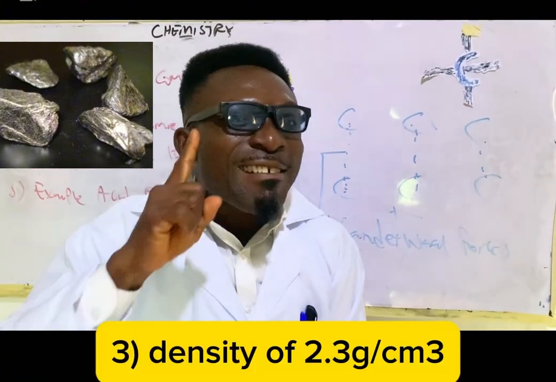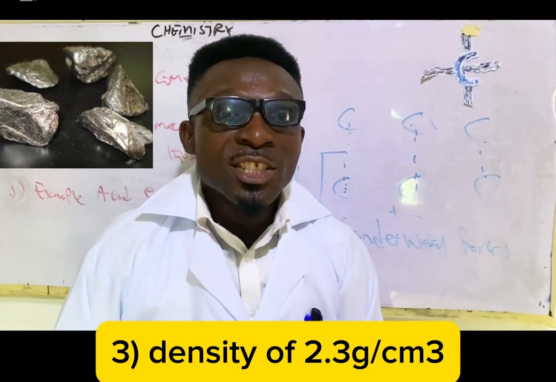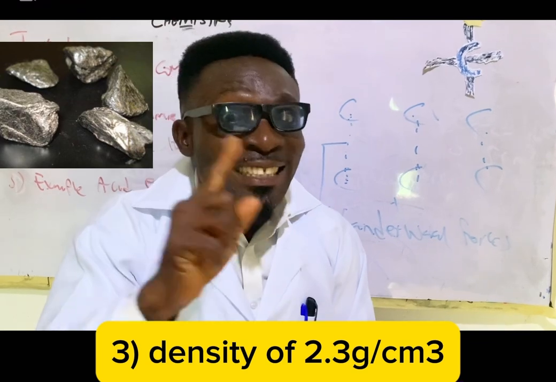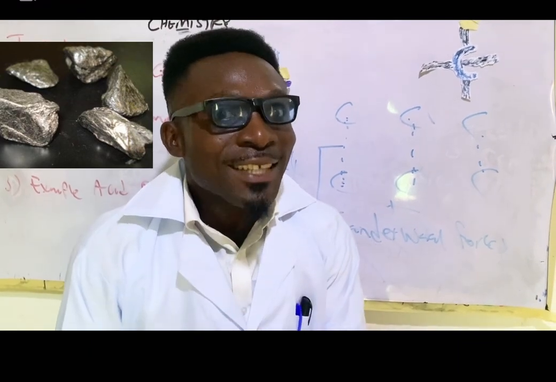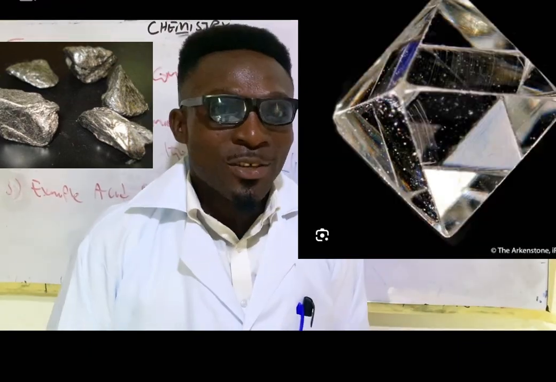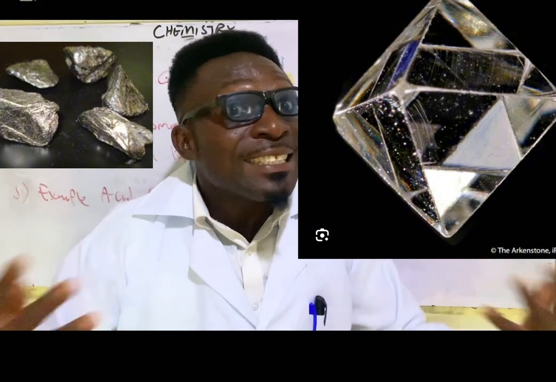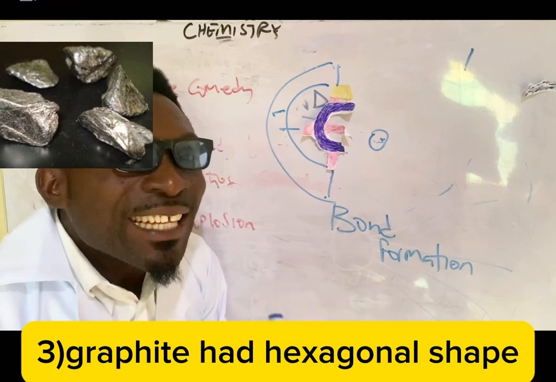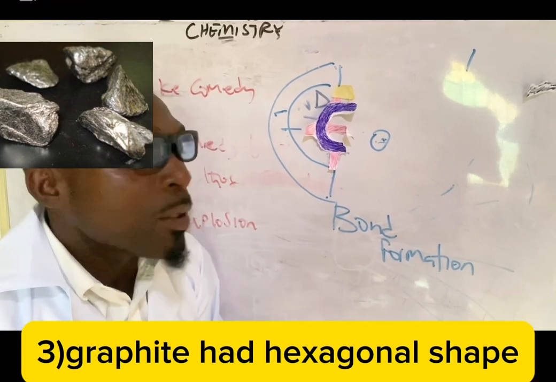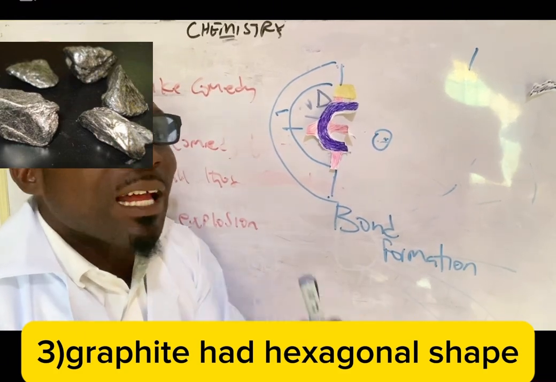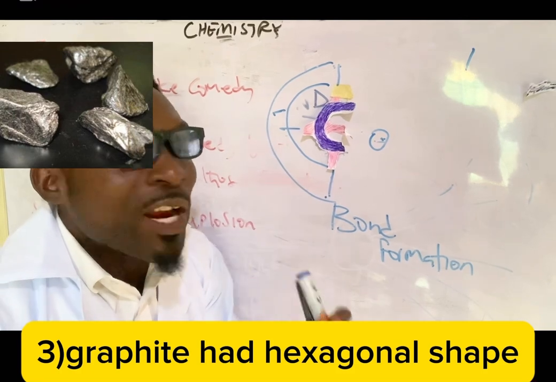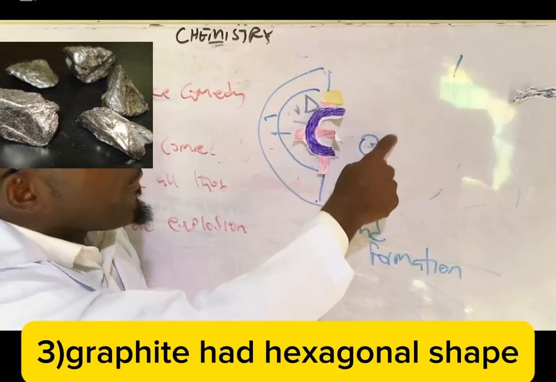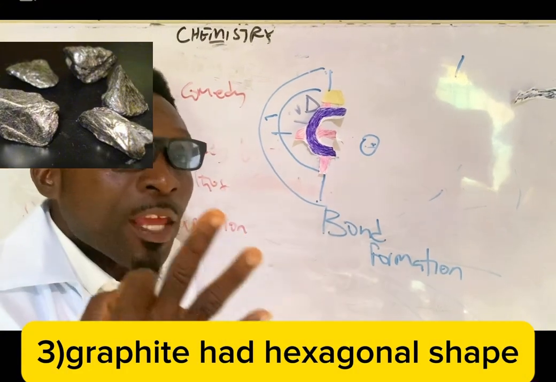Number three, graphite has a density of 2.3 grams per cm cube. That simply means it is less dense than diamond. And also graphite is hexagonal in shape. What do we mean by hexagonal in shape? Now let me give you a simple way to memorize this. Remember we said three out of the four valence electrons are involved in bond formation.